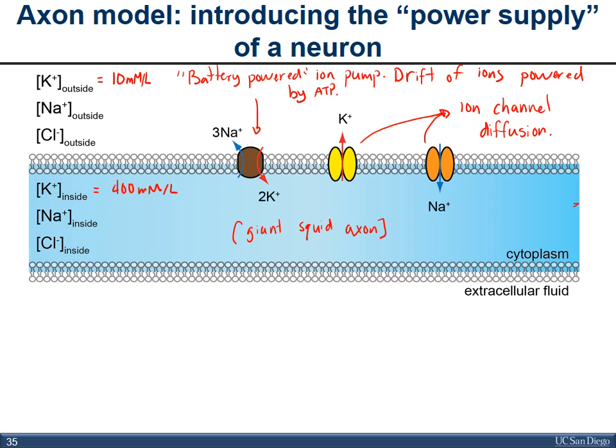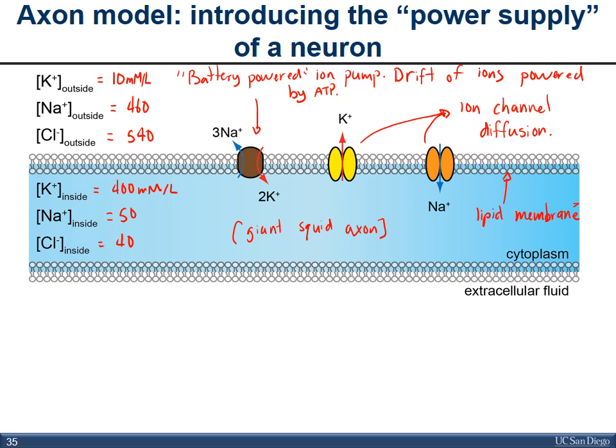Okay. So let's just fill in some of the other numbers. The sodium potential outside is 460 millimolar per liter. Inside it's equal to 50. Outside chloride is 540. Inside it is 40. Okay, and just to be clear here, this is the lipid membrane, or the capacitance between the outside.